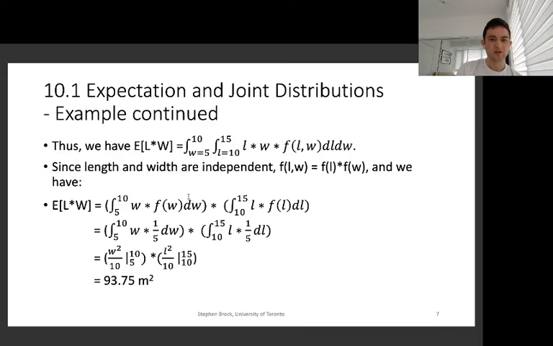All right, so let's see how we compute it. So just continuing with the computation. If you recognize that this was the expected value of L, you could have just substituted it in here. If you recognize this was the expected value of W, you could have substituted that in here as well. But if we carry through the computation, we get that the answer is 93.75. Let me just double check that really quick. So the expected value of W is going to be 7.5, and the expected value of L is going to be 12.5. And if we multiply that together, we get 93.75, which is perfect.